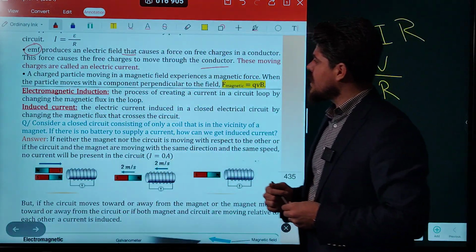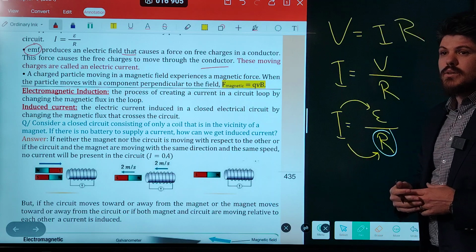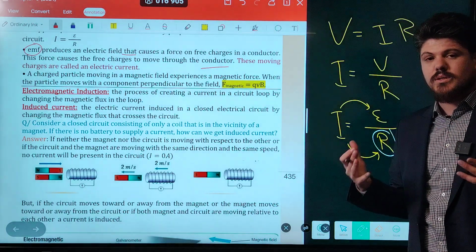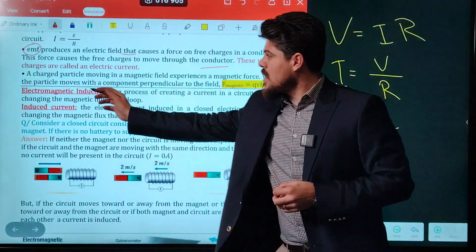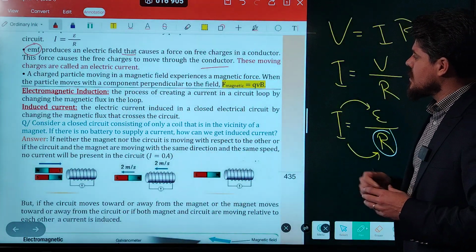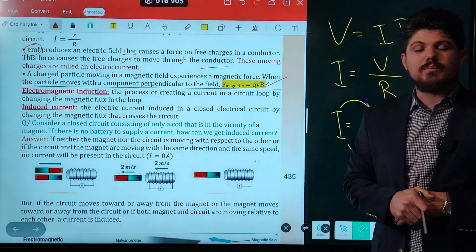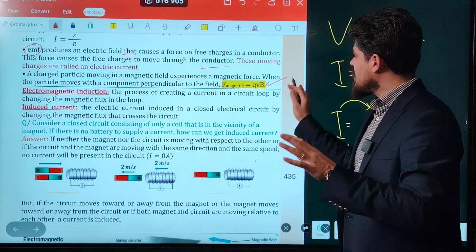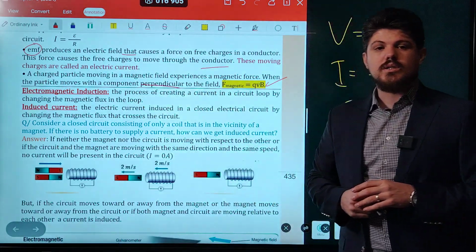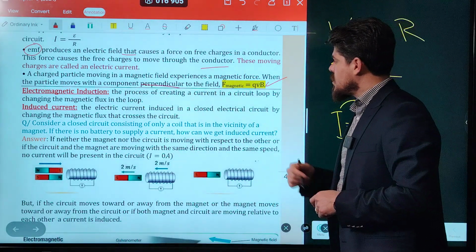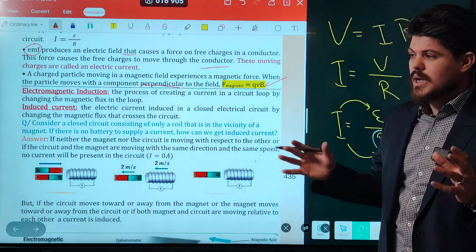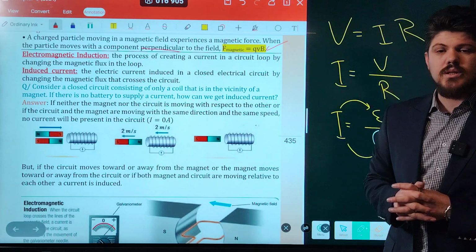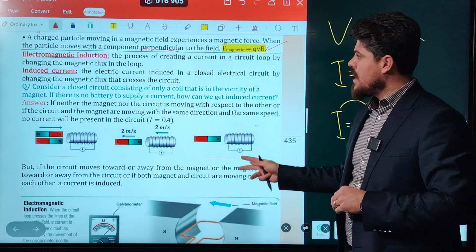A charged particle moving in a magnetic field experiences what? A magnetic force. When the particle moves with a component perpendicular to the field, you can find the magnetic force by using this equation, F equals QVB, without the sine. Why? Because when the charge is moving perpendicular to the magnetic field, it's not necessary to write sine 90, because sine 90 is equal to 1. So this is some good knowledge for the students before starting chapter 6.